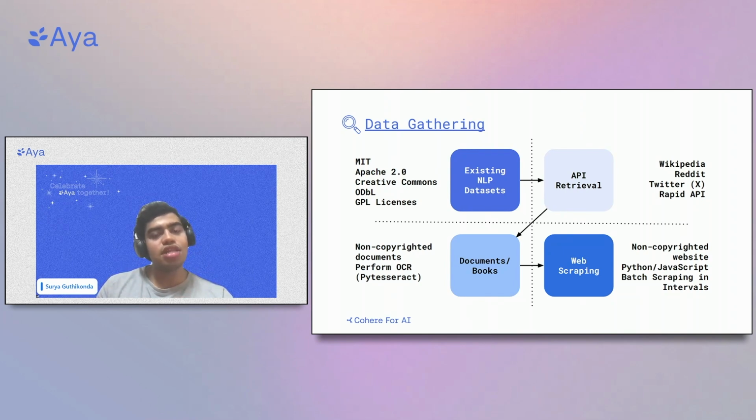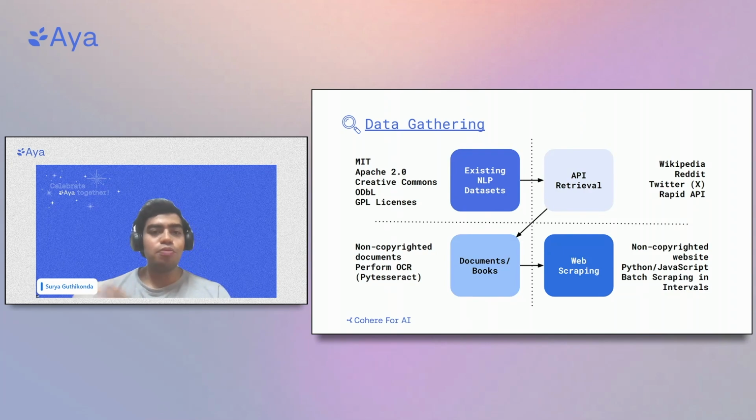The other one is API retrieval, where you have proprietary APIs or open source APIs where you can just make an API call and get the data you want. The next one is documents or books, where you can pick non-copyrighted documents and perform OCR. You can use PyTest or some proprietary tools to get the data from it.